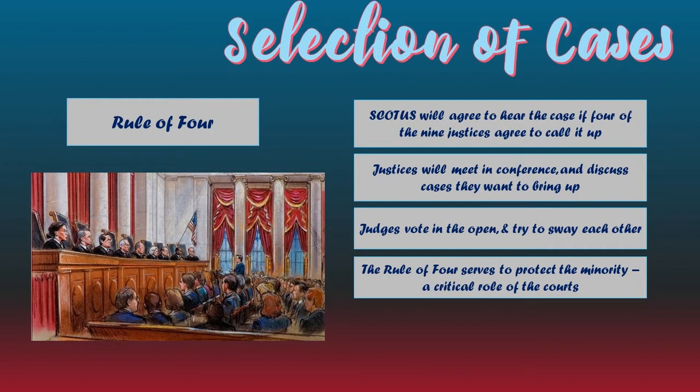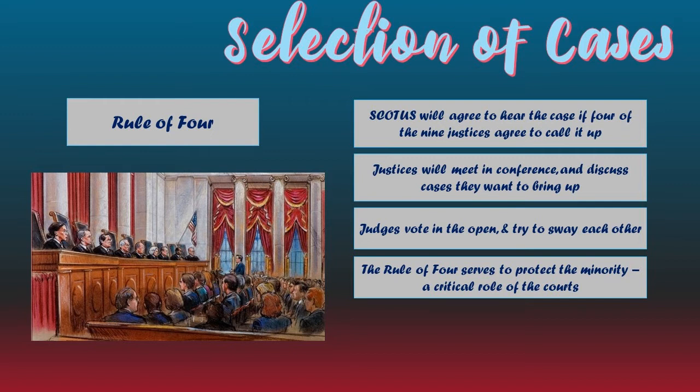They vote out in the open, they talk to each other, they try to convince each other to vote a certain way. But the rule of 4 is important because there's 9 on the court, right? 9 is not a majority. So this is how the Supreme Court kind of symbolically protects the role of the minority, right? They're protecting those things that are not overwhelmingly popular. And so even if a majority of the justices doesn't agree that this case is worthy of making it to the court, if they can get 4 of them to say yes, then they will issue that writ of certiorari.